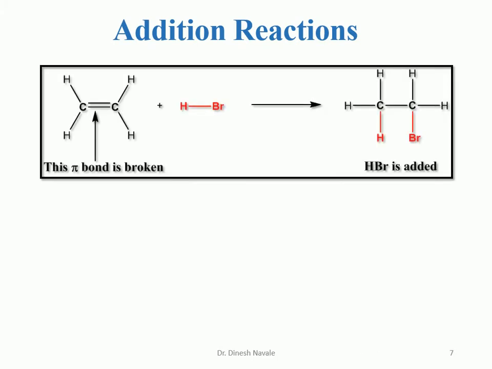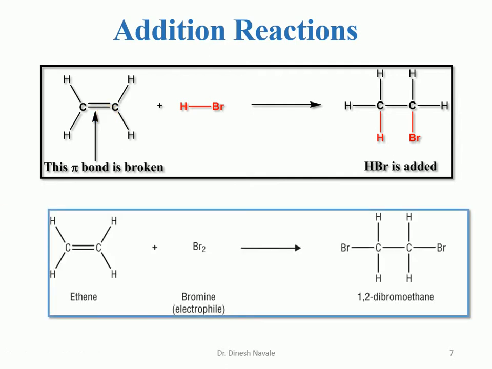This is one example: the addition of hydrogen bromide across the carbon-carbon double bond. So it is a hydrohalogenation, in which hydrogen and bromine are added across the carbon-carbon double bond. Hydrogen is added to one carbon atom and bromine is added to the other carbon atom. Overall, a pi bond is broken, and there is no pi bond in the product. Two sigma bonds, carbon-hydrogen and carbon-bromine, are formed. So overall HBr is added across the carbon-carbon double bond.